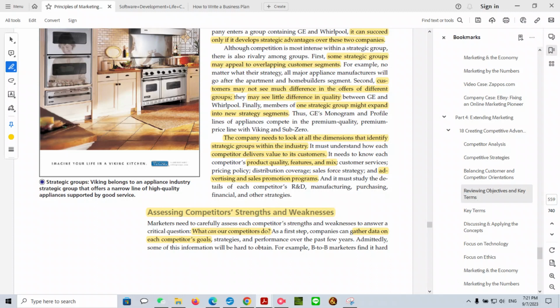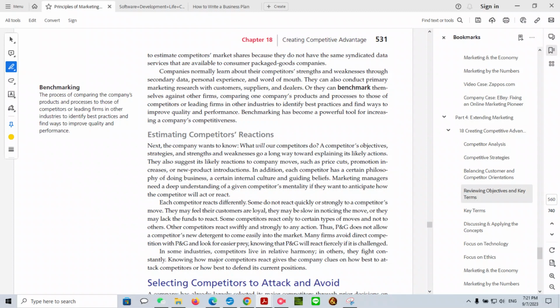For example, B2B marketers find it hard to estimate competitors' market shares because they do not have the same syndicated data services that are available to consumer packaged good companies. Companies normally learn about the competitors' strengths and weaknesses through secondary data such as personal experience and word of mouth. There is one way that they can get information. This is an old way, they've been doing this since the 90s. It's called secret shopper. Basically, what you do is you try to find out more about your competitors' product offerings and unique value propositions. So, for example, you take your competition; they're both selling the same thing.